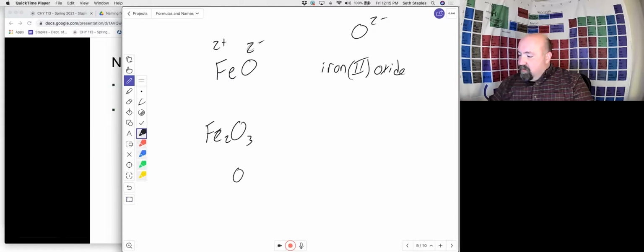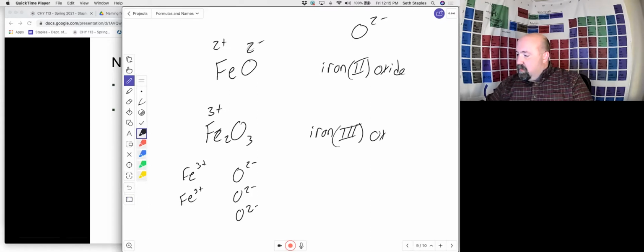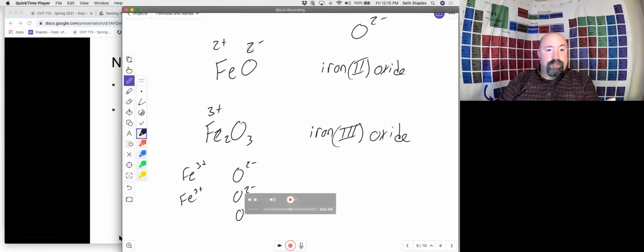Now, oxygen is always going to be a 2-, and I have 3 of them now. I have 2 irons according to my formula. So in order for these to balance out, each of these irons must be a 3+, leading me to the name iron 3 oxide. And that's all there is to it.